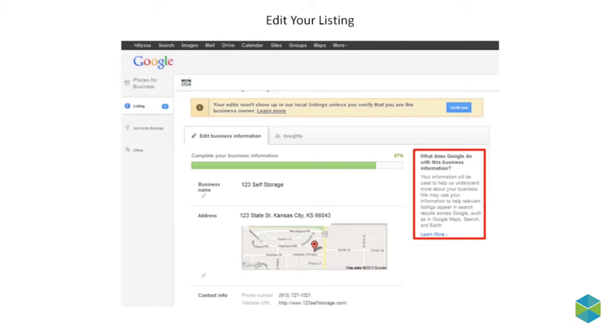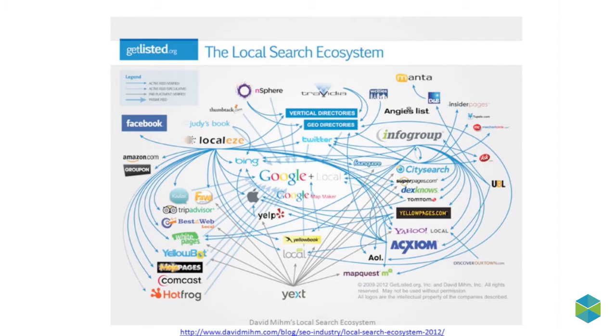It says we may use your information to help relevant listings appear in search results. So they're letting you know that they're not going to guarantee that the information that you're putting in is the information that they're going to display. And again, why do they do that? It's because they want to have the most current, the right information about your listing. And David Mim, he's a local search expert, and he put together this ecosystem to show you where Google gets its information from.